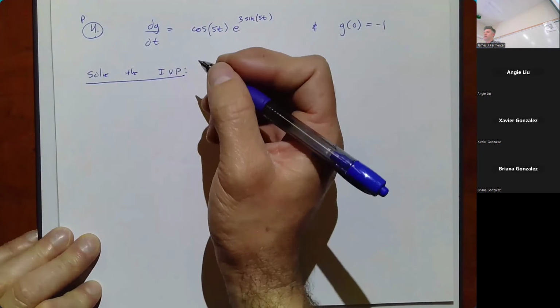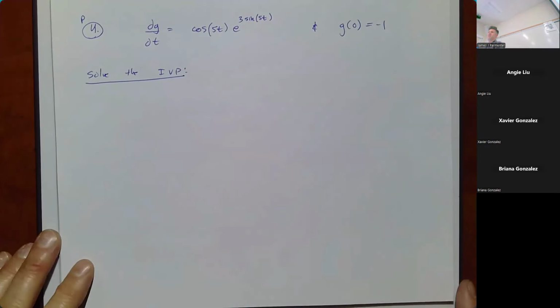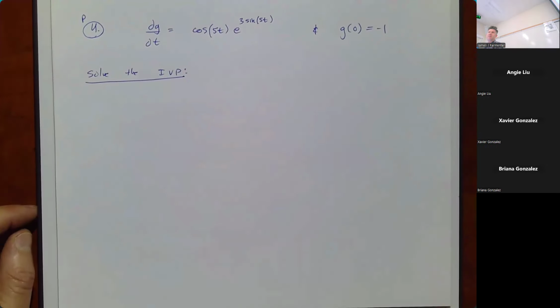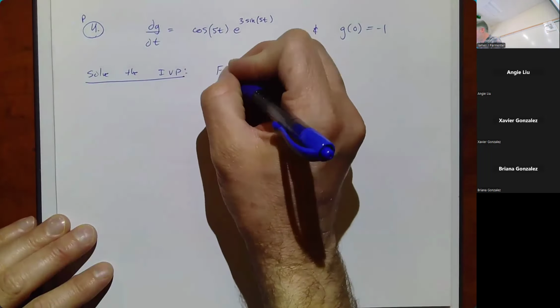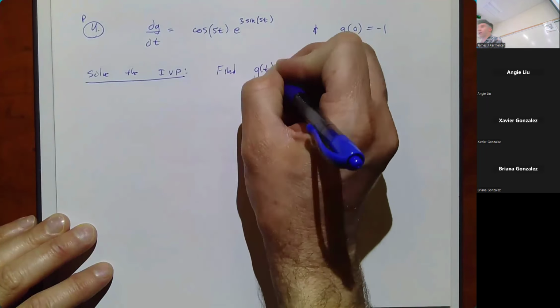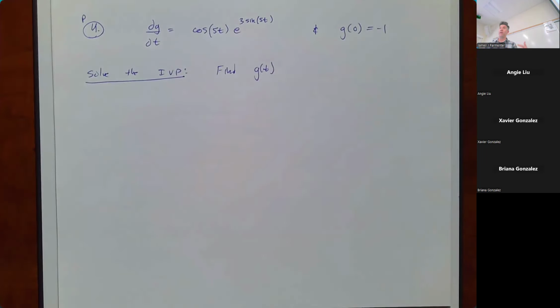When someone says solve the initial value problem, what are they asking you to find? Well, right. So they're asking you to find the function. The function, in this case, g of t is what we're looking for. So we're trying to find what g of t is. And yes, you're correct. We do need to find what c is to fully answer the question. But first, before we can find c, what do we have to do?